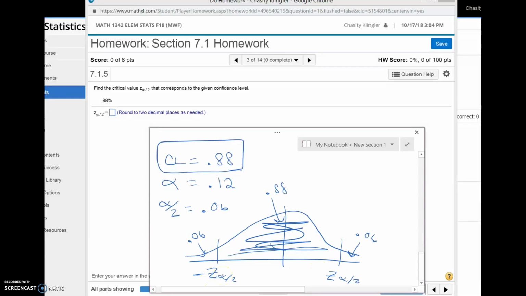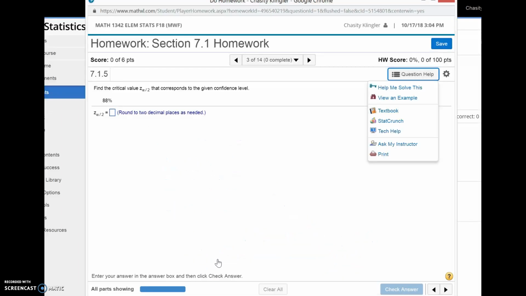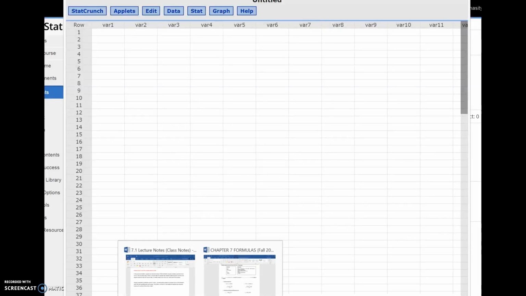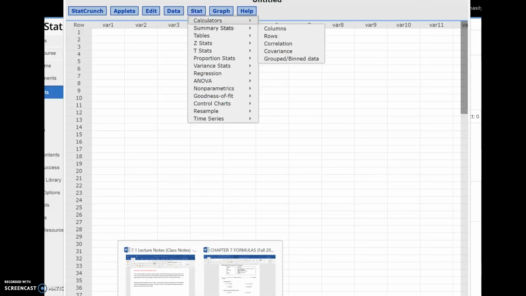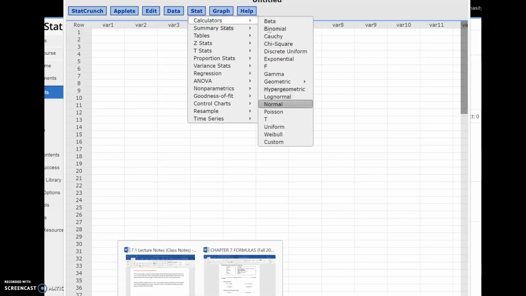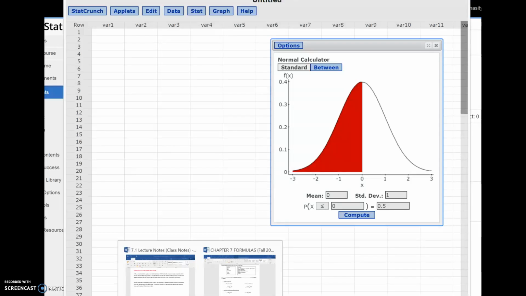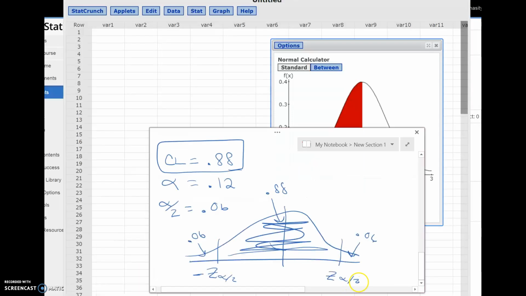Now to find those Z-scores, you should use the same methods as we did in the last chapter. We're going to go to StatCrunch. Now, let me go back to my picture real fast. I want Z alpha divided by 2, so I want this score.